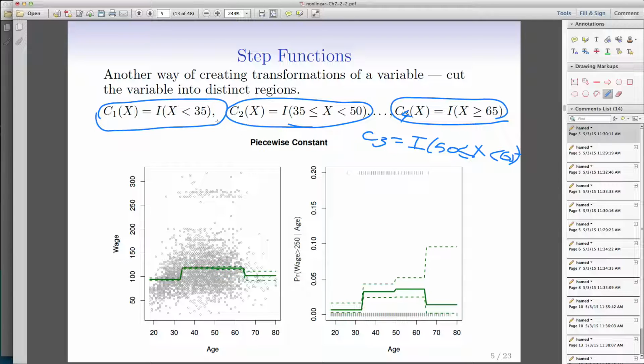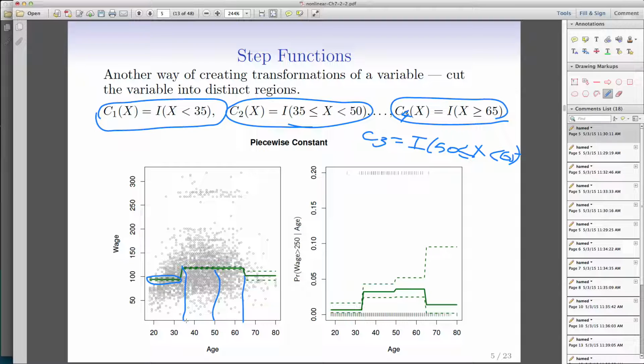We have 4 groups: people who are less than 35, people who are between 35 and 50, people who are between 50 and 65, and people who are over 65. So if I want to show it here, we have people who are 35, people who are 50, people who are 65, between 50 and 65, and people who are 65 and above. So the prediction for people who are between 0 and 35, better say 18 years old to 35, is that line. So on average, we expect them to earn something around 90K with this confidence interval.